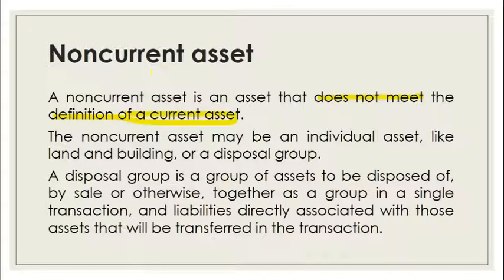So, a non-current asset may be divided into two, which is an individual asset. So, mao ni siya ang kasagaran nga, this is the common non-current asset nga makita, so like land, building, furniture and fixtures and so on. However, non-current assets can also be identified or pwede sila nga i-group as a disposal group.